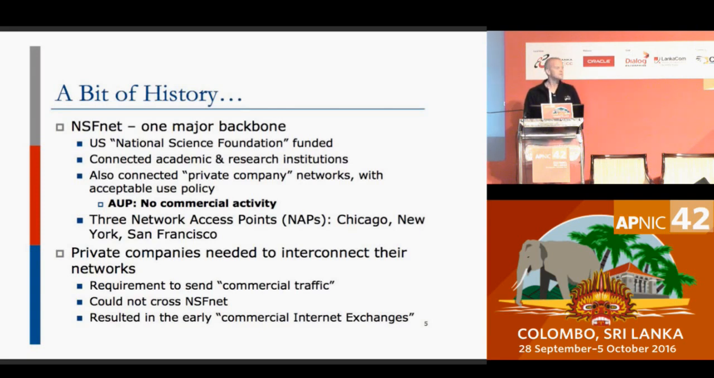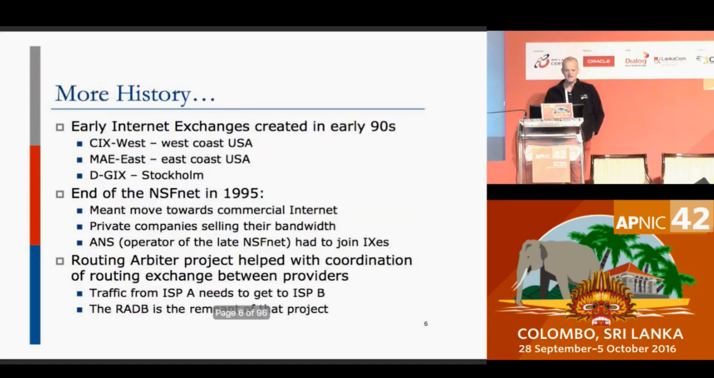And of course, the acceptable use policy was no commercial activity. 3 network access points, Chicago, New York, San Francisco, and these were access points to the NSFNet backbone. Private companies also needed to interconnect their networks, a requirement to send commercial traffic, which couldn't, of course, cross the NSFNet. So some of these NSFNet access points also became interconnects for commercial traffic.